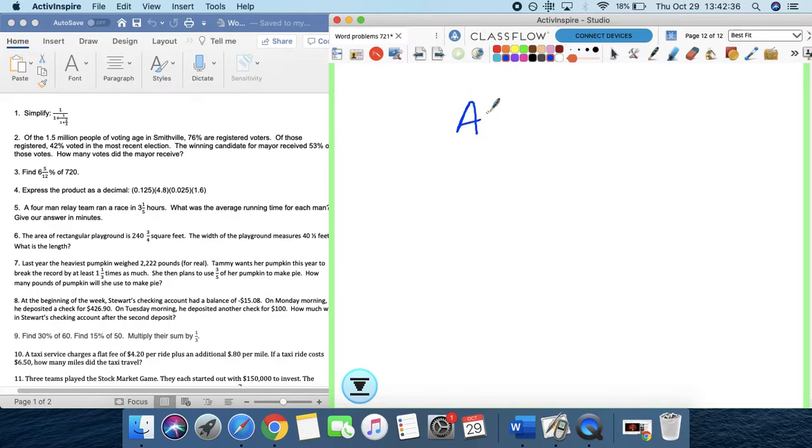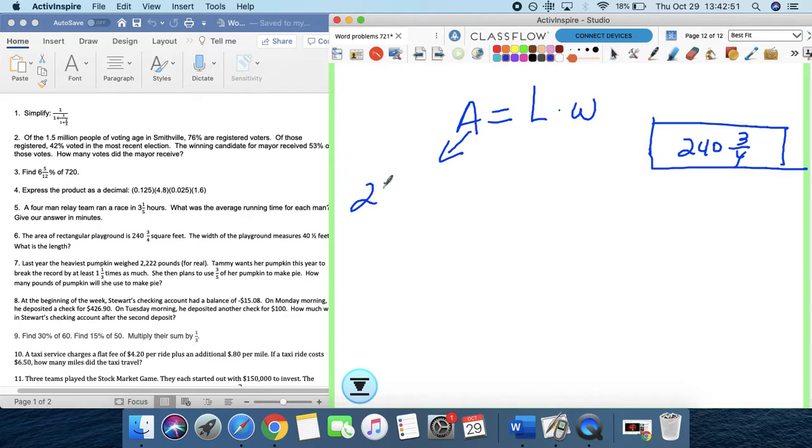Okay, so the area of a rectangular playground is length times width, right? So we know that much. So it says that the complete area is 240 and 3/4. So we know that this is 240 and 3/4. And we don't know the length, but we know that the width is 40 and a half. How much is the length?